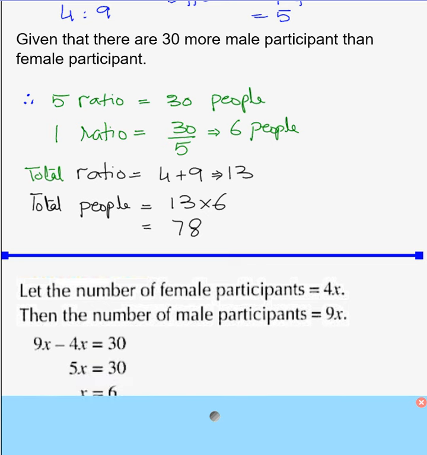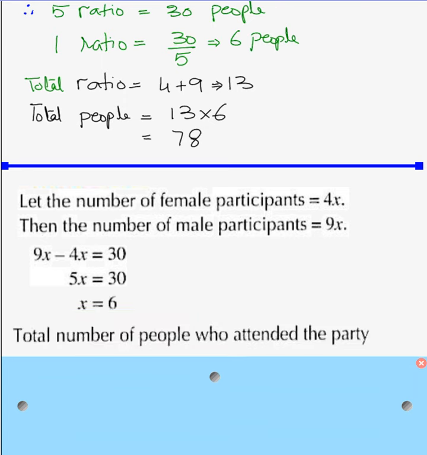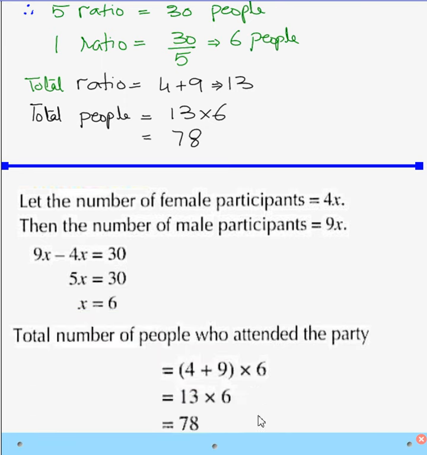And when you subtract, the difference is 30, right? 9x minus 4x is equal to 30. That is the difference between them. So x is equal to 6. And after that, same concept, 9 plus 4 is 13. 13 multiplied by 6, which is 78. I hope you understand. This is also one way of writing it.